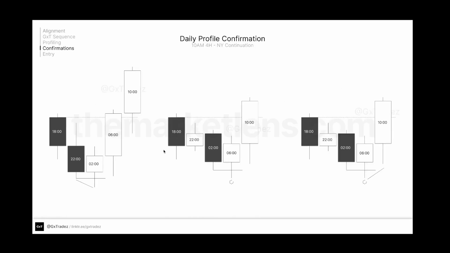Right now, this is 10 a.m. 4-hour continuation. It's essentially the same thing, where you have either one of these sequences, whether 2 a.m. is a PSP, 2-stage PSP, or SMT, and you're just trading 10 a.m. continuation away from that, or 6 a.m. does one of those three things, right? We either have a PSP with a 6 a.m. candle, or a 2-stage PSP, or just SMT, it doesn't matter.